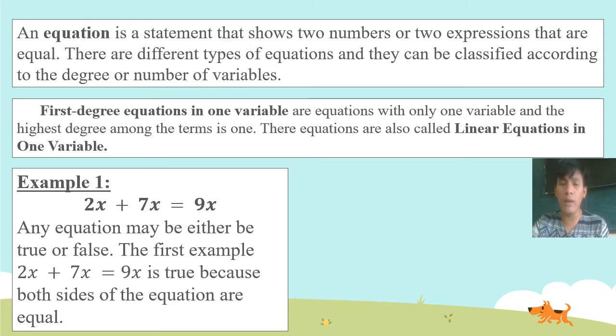Why are they equal? When you add 2x plus 7x, that will be 9x, and that will be equal also to 9x. That's why it is true.